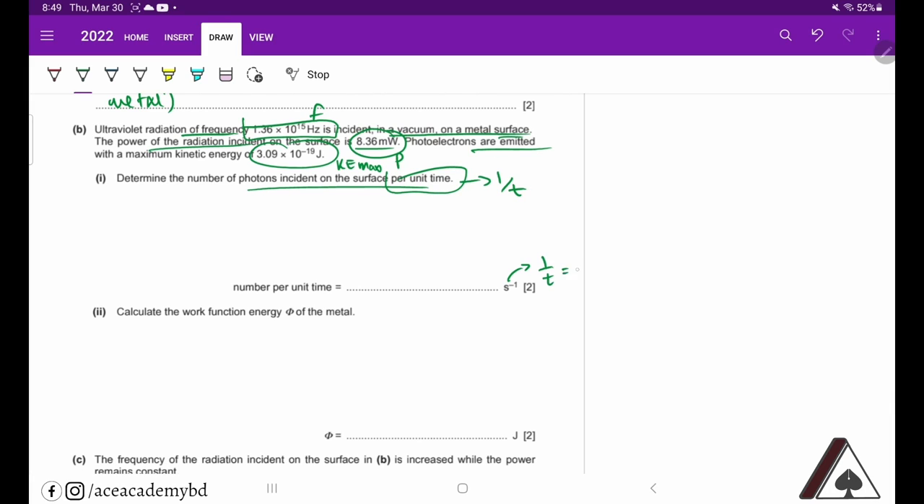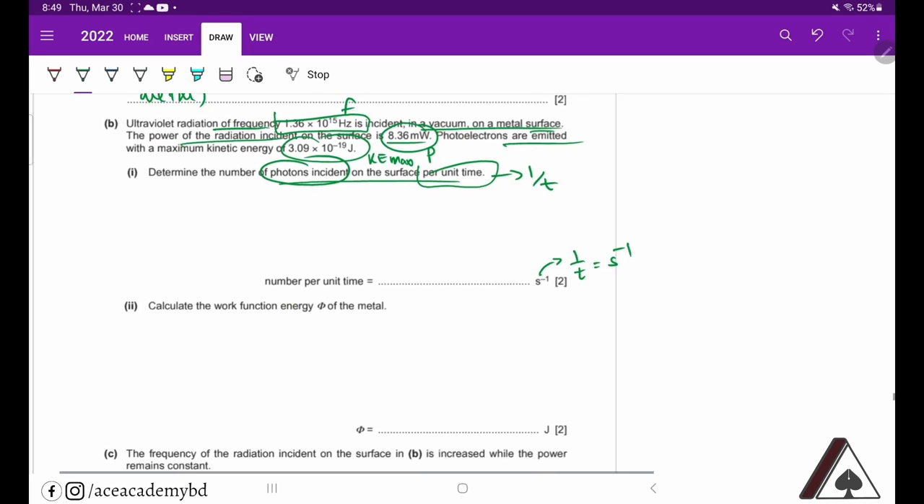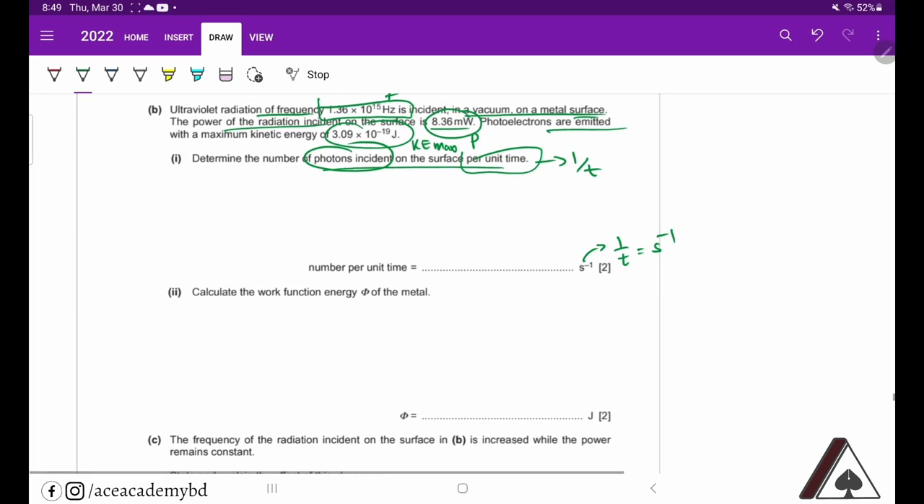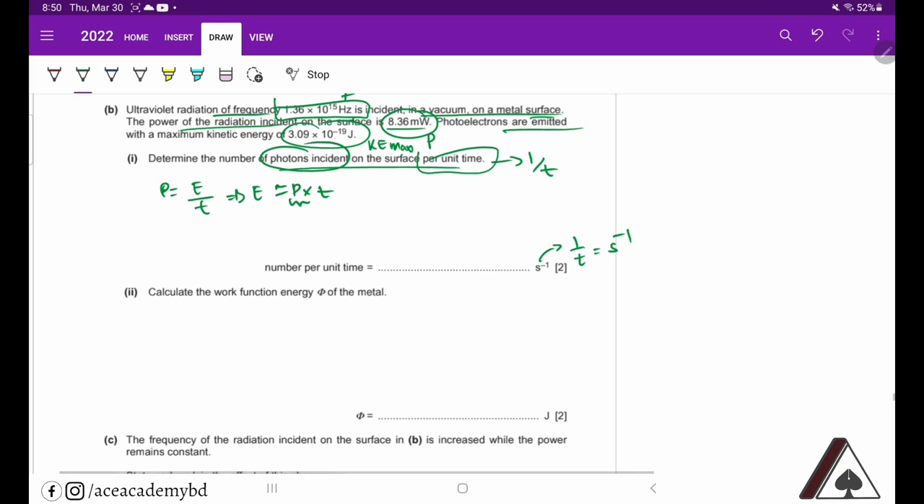This per second is a unit of 1 by t, which is the number of photons incident on the surface per unit time. So somehow we need to reach 1 by t. We can equate two equations here. We know power equals energy by time, and from here, we can write energy equals power into time, since our power is given. So we can write this equation.